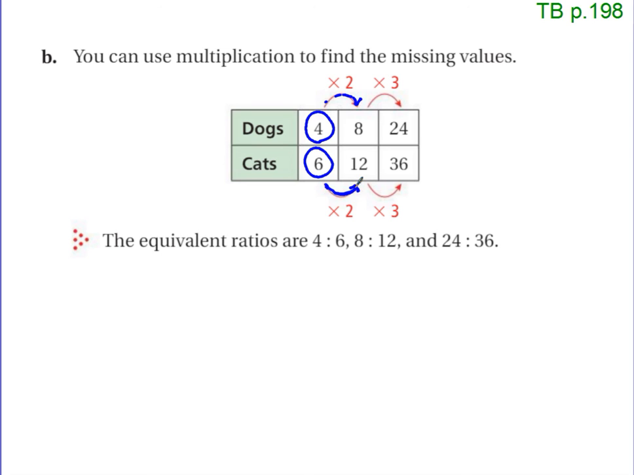In the next jump, they take the 8 and the 12, and this time they multiply them both by 3. So 8 times 3 is 24, 12 times 3 is 36, but they are still equivalent ratios. So the ratios of 4 to 6, 8 to 12, and 24 to 36 are all equal.